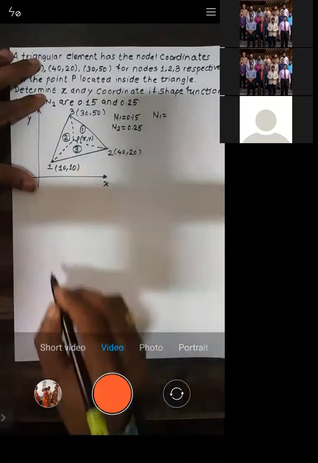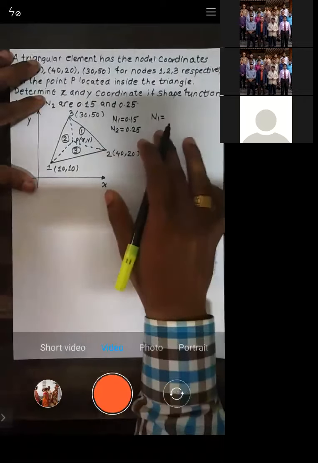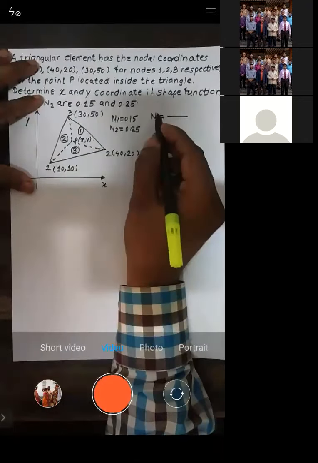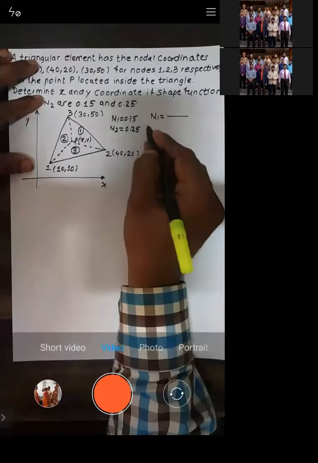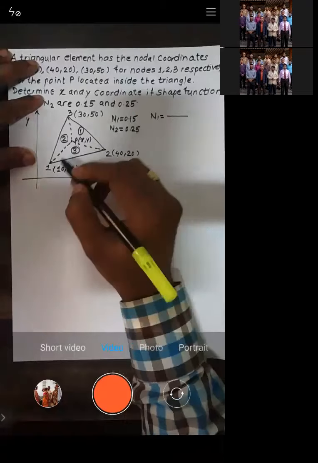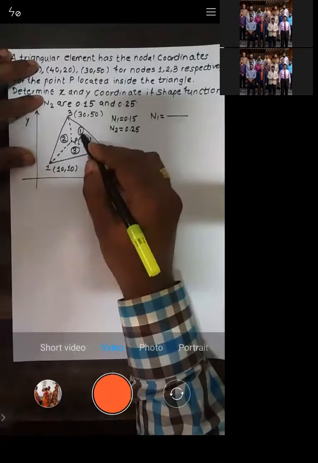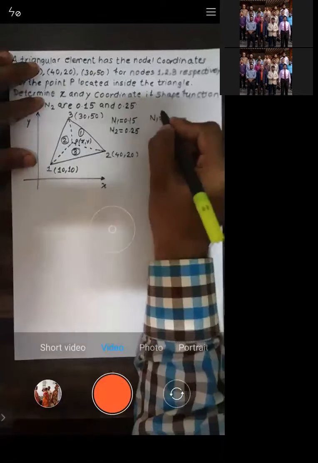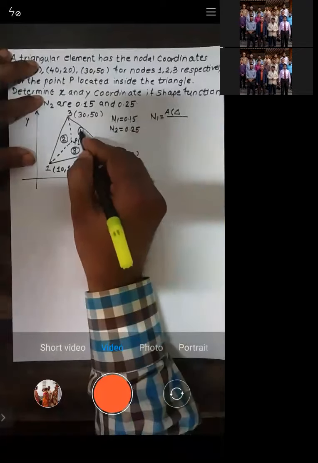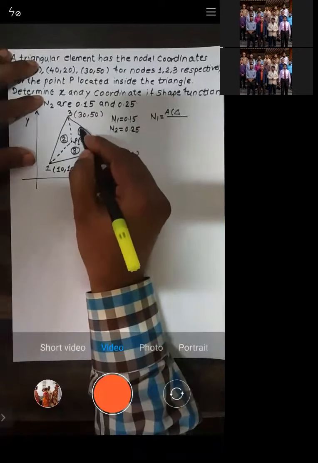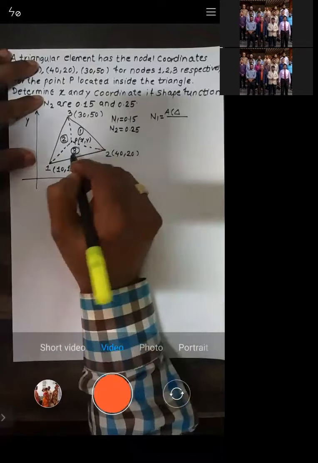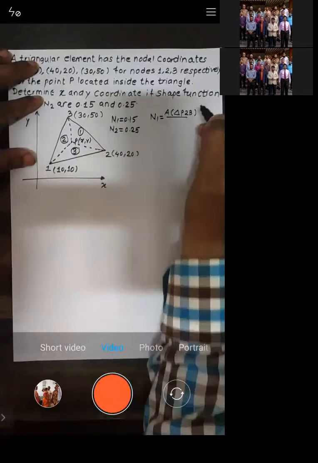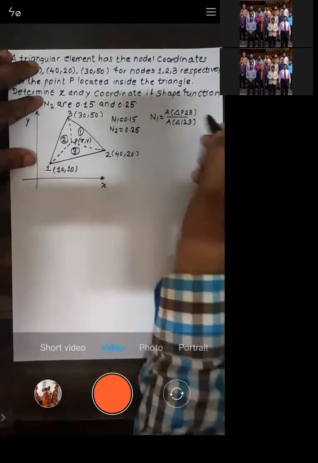Now I am interested in calculating shape function N1. The formula for N1 is the area of the triangle in front of node 1. In front of node 1 the triangle is triangle 1, so I need to calculate the area of triangle 1, whose nodes are P23. So N1 is the area of P23 upon the area of triangle 1, 2, 3.